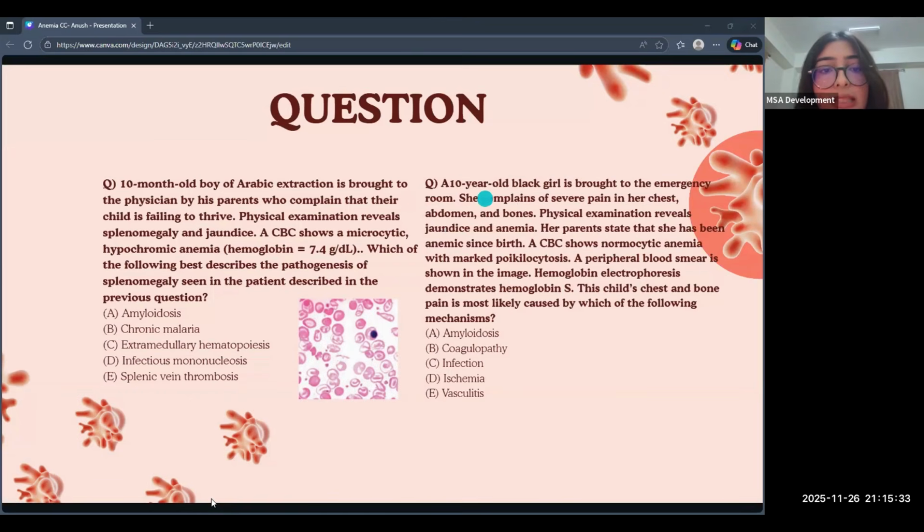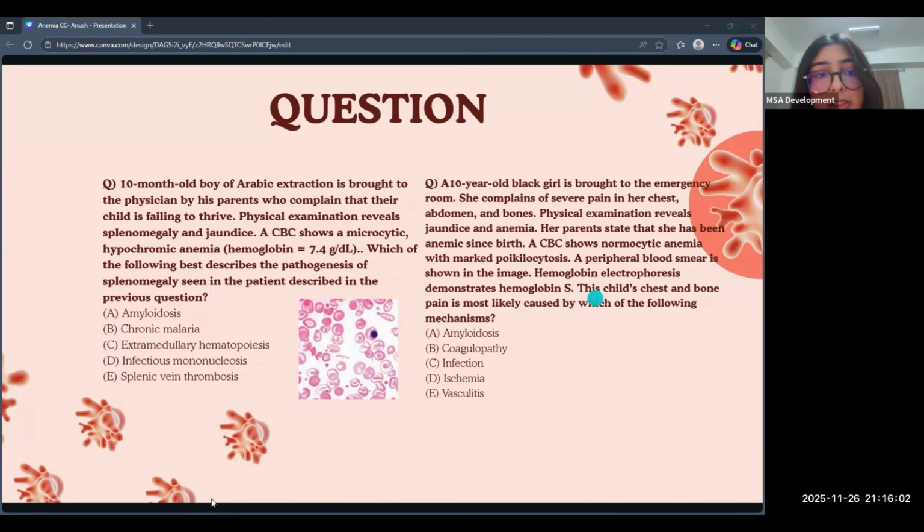Now, coming to the last question for the day. So, a 10-year-old black girl is brought to the ER. She complains of severe pain in her chest, abdomen, and bones. Physical examination reveals jaundice and anemia. Her parents state that she's been anemic since birth, okay? Her CBC shows normocytic anemia with marked poikilocytosis, which I told you is a difference in sizes, right? A peripheral blood smear is shown.